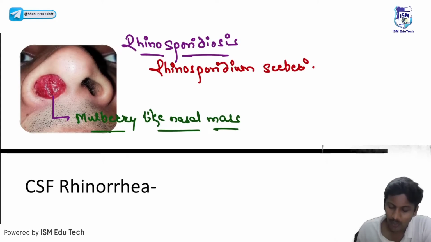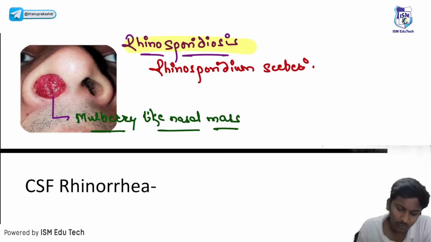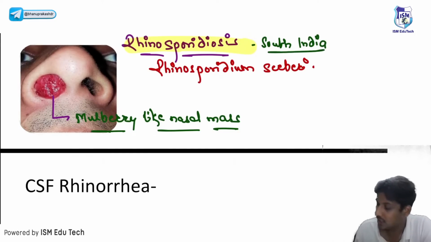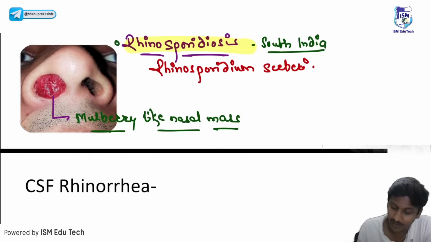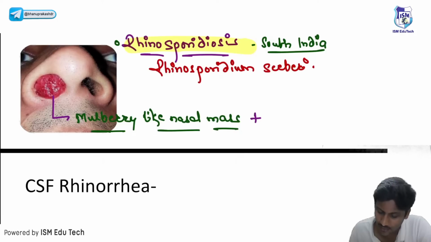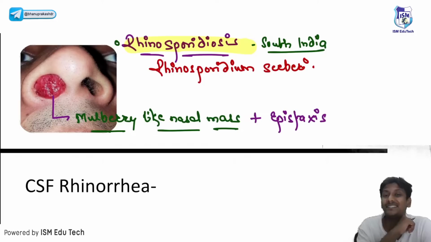And usually when the patient gets an infection, this is commonly seen in the southern parts of India, usually in the state of Tamil Nadu, which is endemic to this disease. Important is that the patient will have this mulberry like nasal mass. This nasal mass can bleed at times, so the patient can also develop epistaxis.